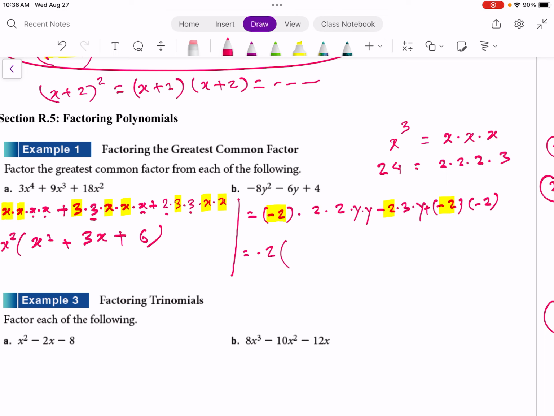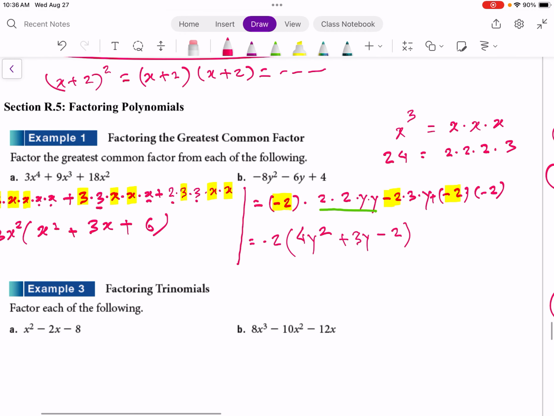Now what remains? 2 times 2 y times y. So that is 4y square. So here we factor out negative 2. So 3 times y, so positive 3y, and negative 2. So this is the common factor. Okay, any question?